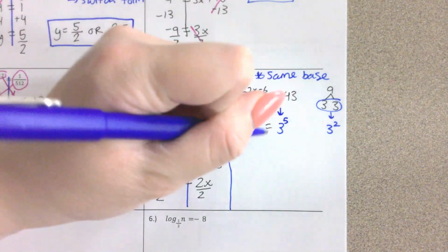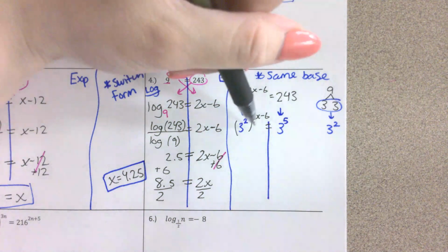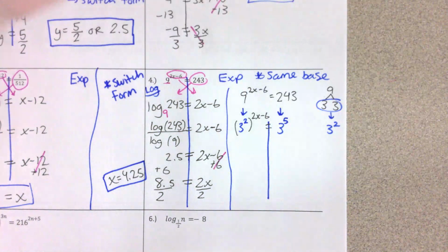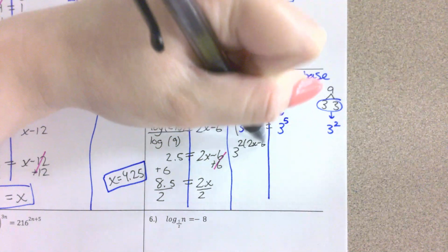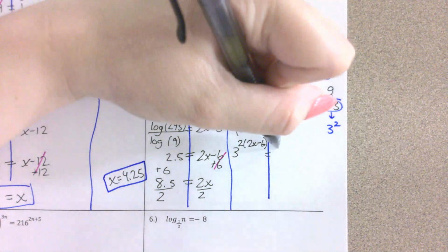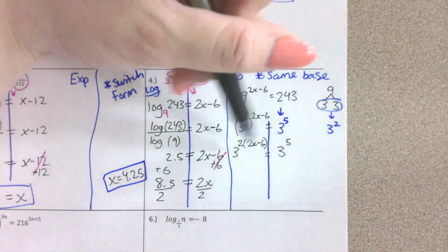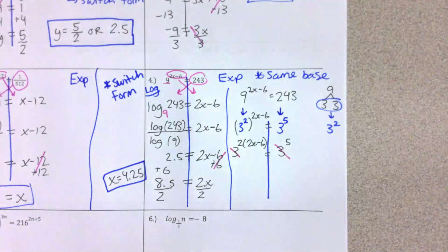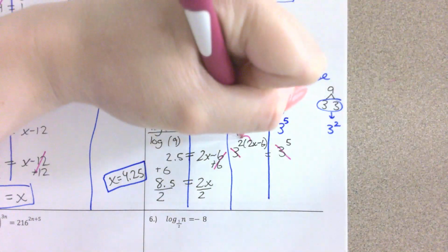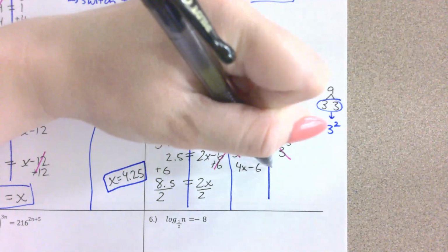Before we are able to drop the bases and solve, we have to take care of those exponents. These exponents, the ones on the left specifically, can be multiplied. 3 to the 2 times 2x minus 6 equals 3 to the 5th. And for that multiplication, you just want to set it up like a distribution problem. Now I can drop the bases and solve for x. In the process, I'm going to go ahead and distribute on the left side. 4x minus 6 equals 5.